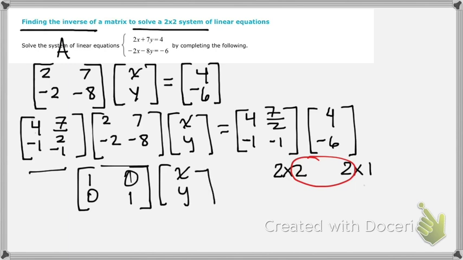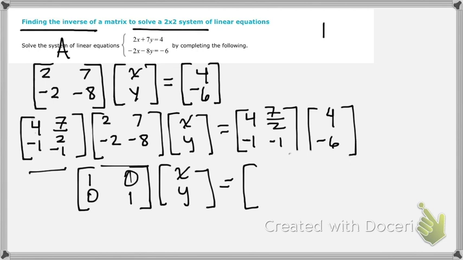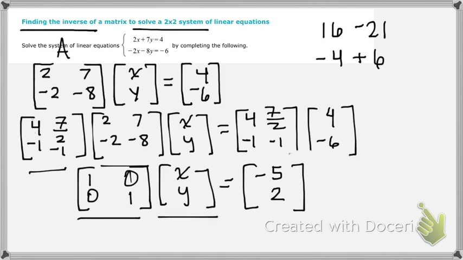XY comes down. And then over here on the right, I'll multiply these two matrices. Matrix multiplication, something we're expected to have some mastery of by now. So what am I going to have? I'm going to have 16 and then minus 21. So that would be a minus 5. If you don't follow what I did there, you need to review your matrix multiplication. And then I'm going to have -4 plus 6. And that'll be 2.